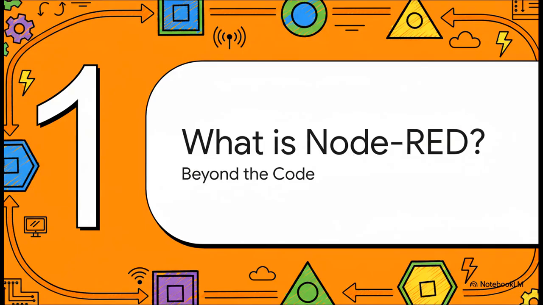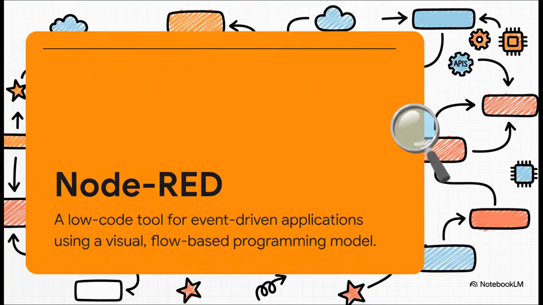So what even is Node-RED? To really wrap your head around it, you've got to think a little differently, beyond just lines and lines of traditional code. At its absolute core, Node-RED is a low-code tool. The two big keywords here are event-driven and flow-based. So instead of writing a script that just runs from top to bottom, you build apps that react to things. We call them triggers. That could be anything: a new email, a tweet, a temperature sensor hitting a certain number, and you design all that logic visually by connecting blocks.